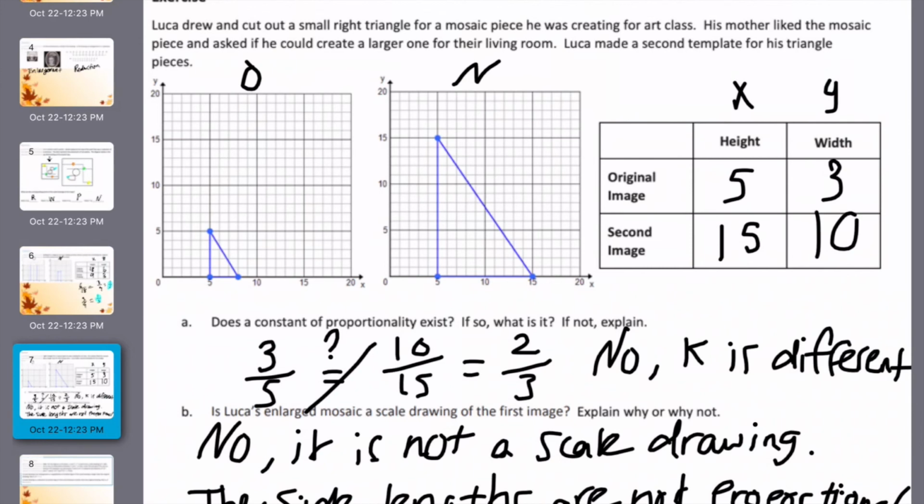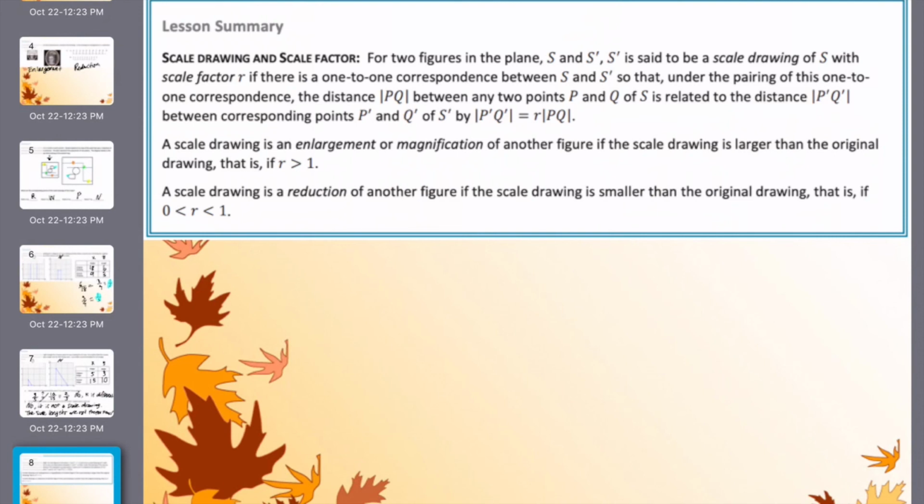So let's go over our lesson summary. Lesson summary, scale drawing and scale factor. For two figures in the plane, S and S prime, the new S, S prime is said to be a scale drawing of S with a scale factor r, that constant of proportionality, that rate, if there is a one-to-one correspondence between S and S prime, so that under the pairing of this one-to-one correspondence, the distance between any two points is related to the distance of the new corresponding points.